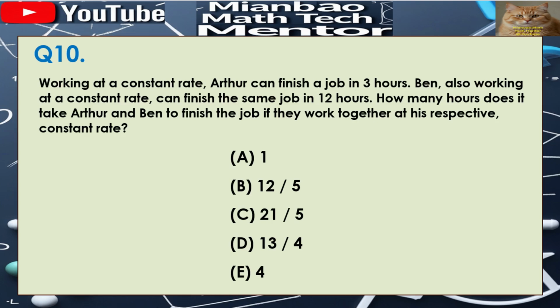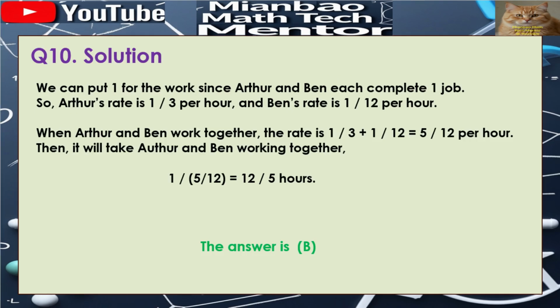Question 10. Which of the following answers is correct? A, B, C, D, or E? We can put 1 for the work, since Arthur and Ben each complete one job. So, Arthur's rate is 1/3 per hour, and Ben's rate is 1/12 per hour. When Arthur and Ben work together, the rate is 1/3 plus 1/12 equal to 5/12 per hour.